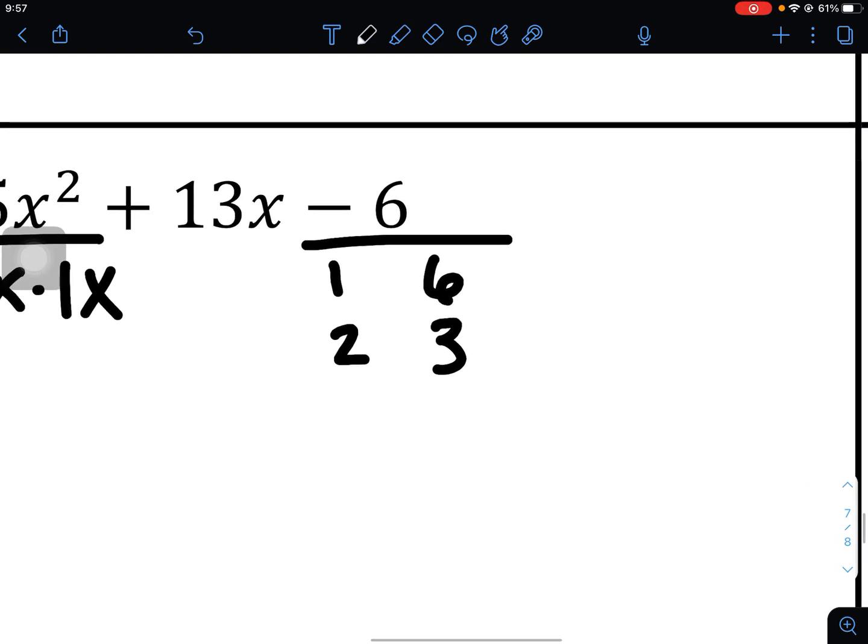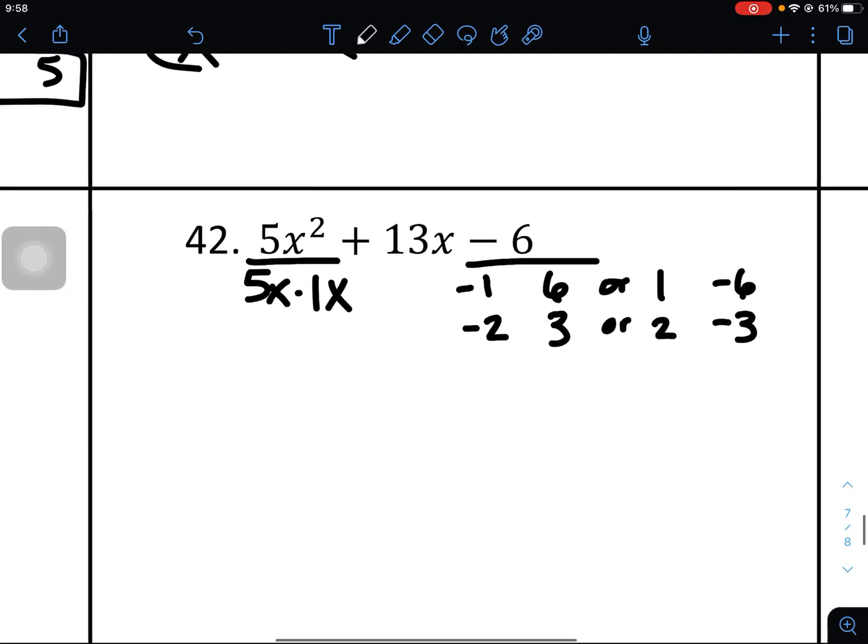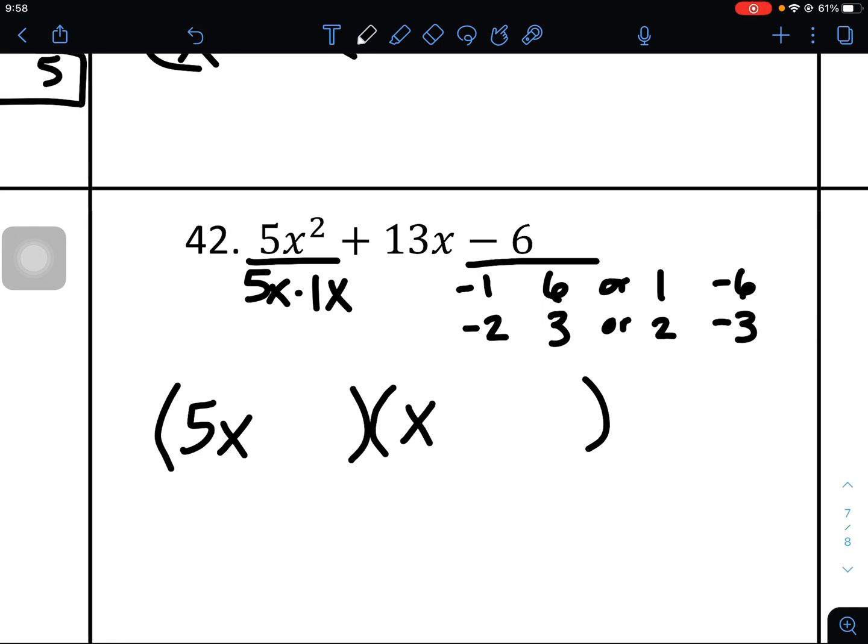But remember that it's negative, so we either want negative 1 and positive 6, or positive 1 and negative 6, and then negative 2 and 3, or positive 2 and negative 3. So there's 4 options that we're going to guess and check. Guess and check works like this. We're going to set up our two sets of parentheses. We're going to plop in that 5x and that 1x. And then we're going to play around with the negative 1 and 6, the negative 2 and 3, the 1 and negative 6, the 2 and negative 3. We're going to see what works to end up with that positive 13x in the middle.